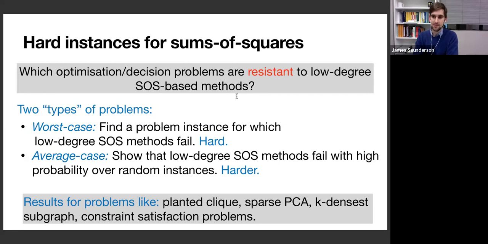There's sort of another school of work that's been going on, and this is much more in the computer science theory, algorithms and complexity community, where people have been really interested in hardness results. So which problems, this is a seemingly very powerful toolkit. Which problems out there are kind of resistant to sum of squares methods?